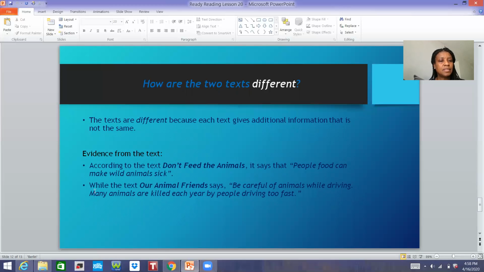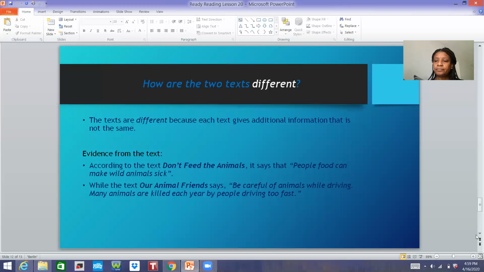Text 2, "Our Animal Friends," says to be careful of animals while driving. Many animals are killed each year by people driving too fast. Did we see this information in text 1 about keeping animals safe and that they can be hit by people driving too fast? No. So text 2 tells us about keeping animals safe because drivers kill animals each year. So these are the 2 examples of how both texts are different. Text 1 says people food makes animals sick, and text 2 says animals need to be kept safe because fast drivers tend to kill many animals each year. So that's how text 1 and text 2 are different.